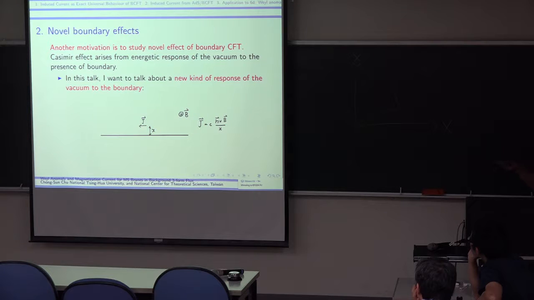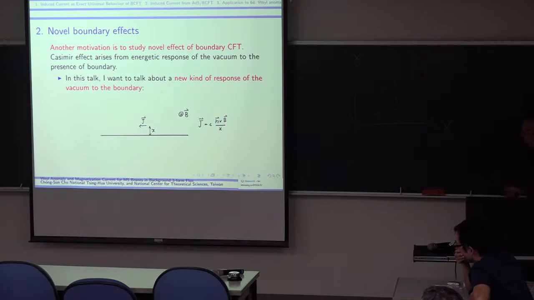Instead of considering only the energetic response of the vacuum, what if I introduce some background flux, for example, an EM background? How would the vacuum respond to the presence of an EM background? I will show you that there's a new induced current. For example, in this setup, I have a simple flat boundary with a B field going in this direction, and it turns out there will be a current going in this direction, with a dependence on the distance from the boundary in this way.